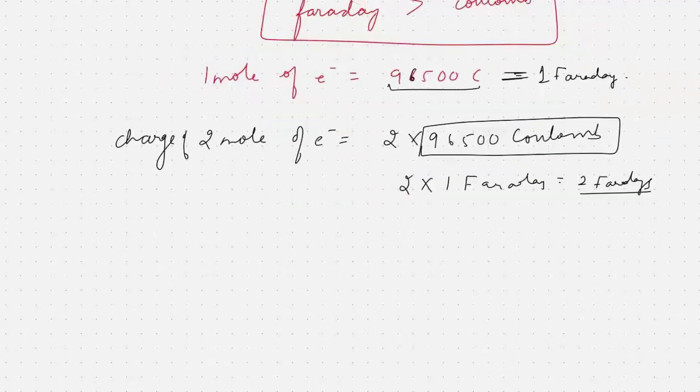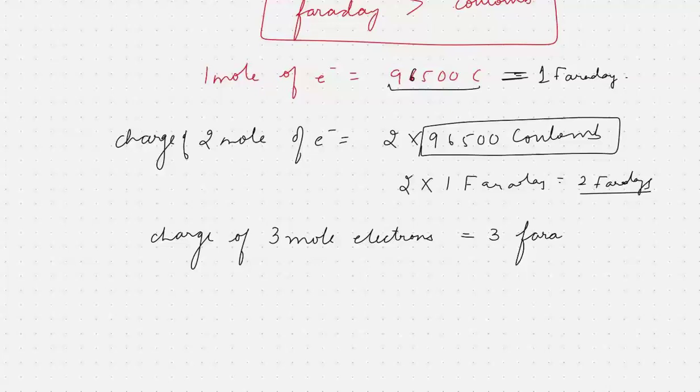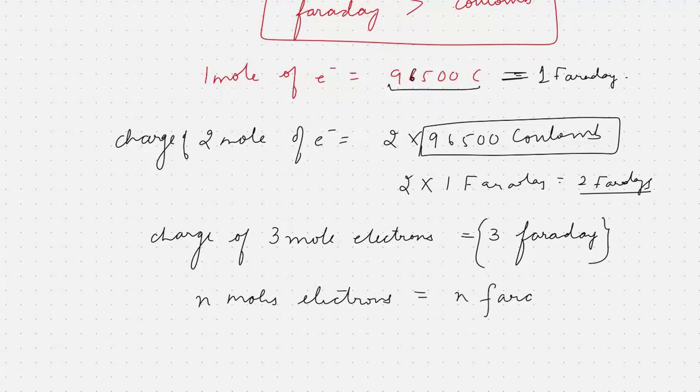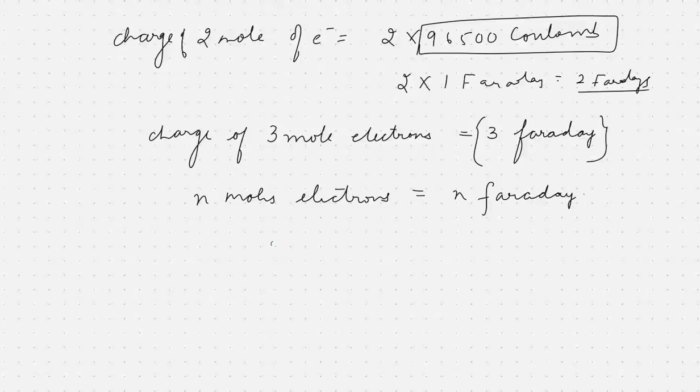This means directly I can say that the charge of 3 mole electrons here is going to be 3 Faraday. Got it? So similarly, the charge of n moles of electrons will be n Faraday. Yes or no? Got the point? First thing.